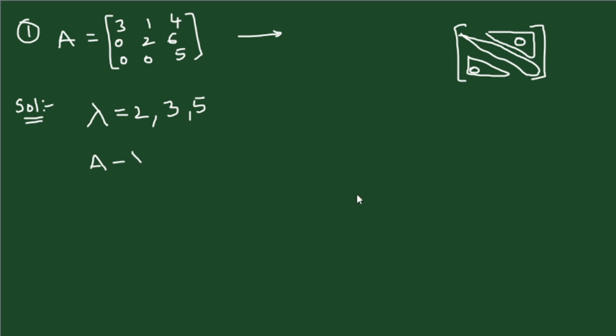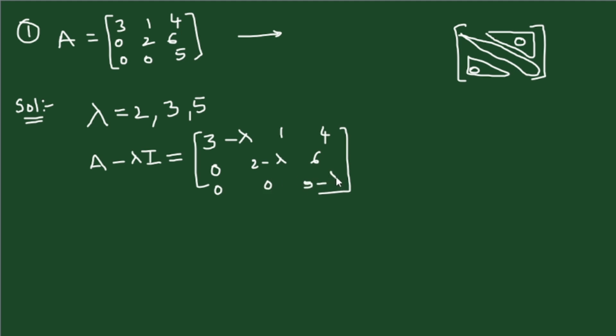So what is the matrix A minus lambda I? The matrix A minus lambda I is here. Just subtract lambda from the principal diagonal elements. 3 minus lambda, 1, 4, 0, 2 minus lambda, 6, 0, 0, 5 minus lambda. So this is the matrix A minus lambda I.